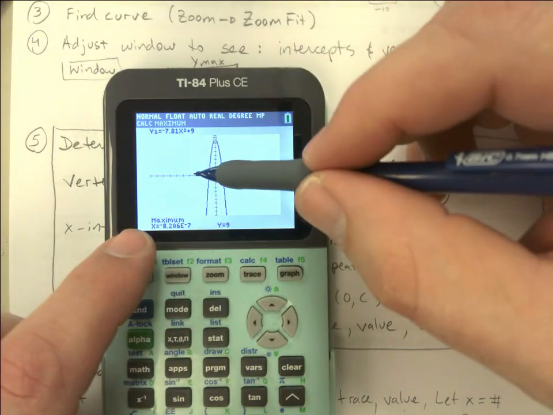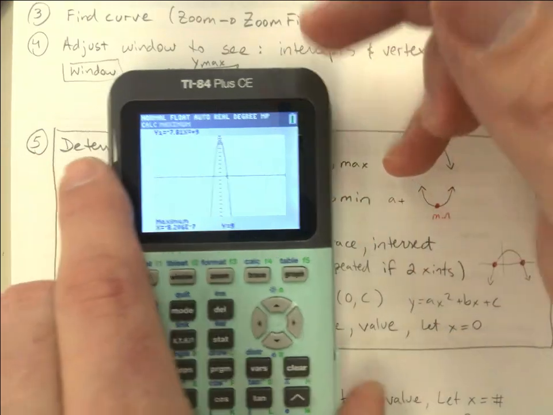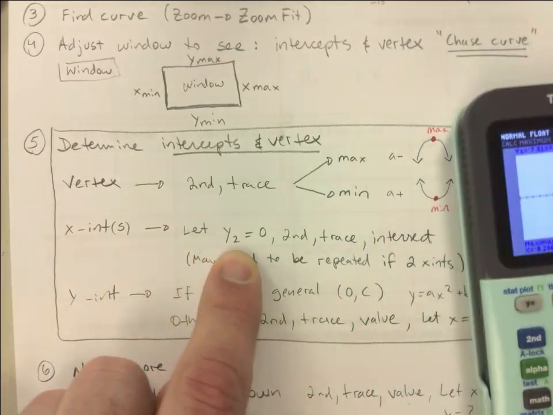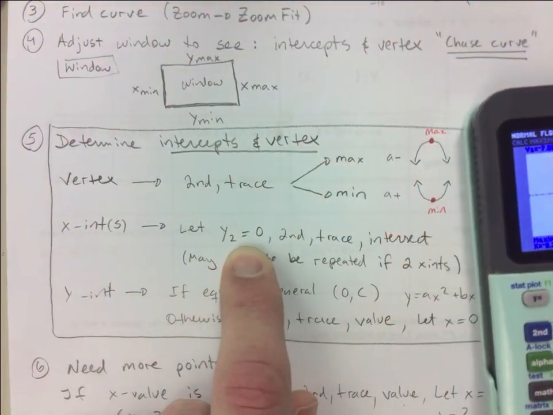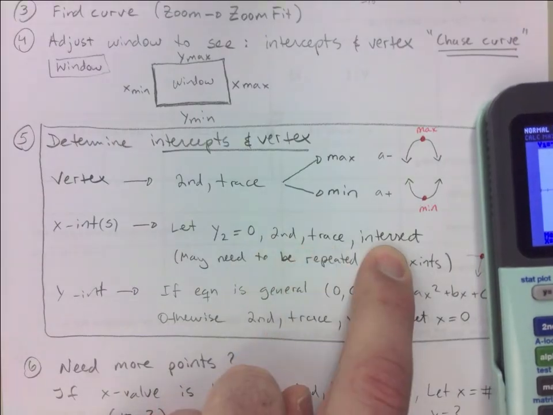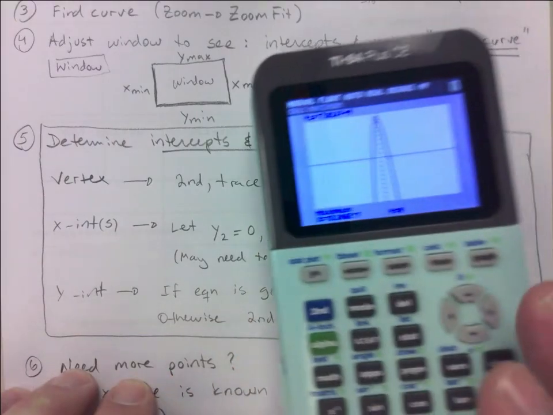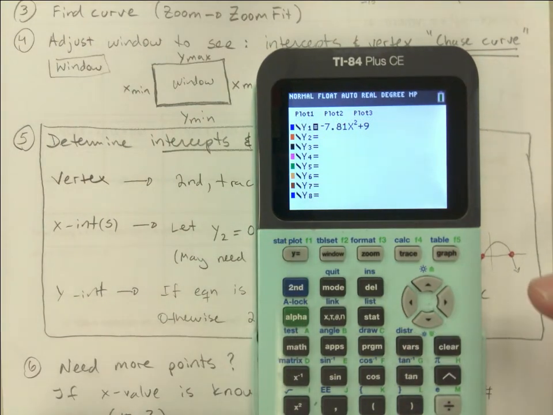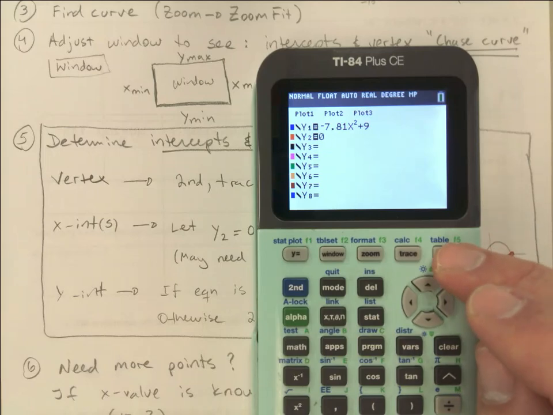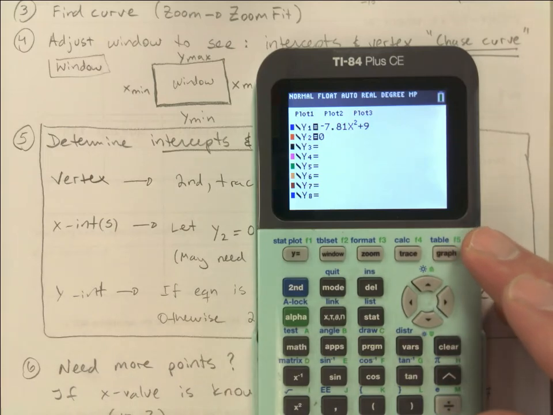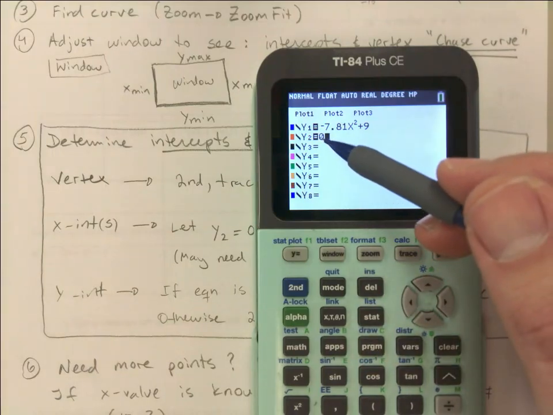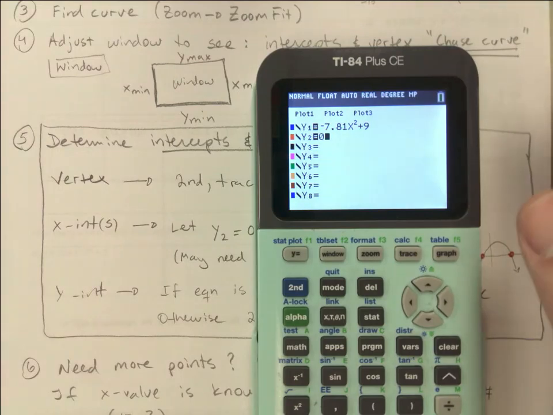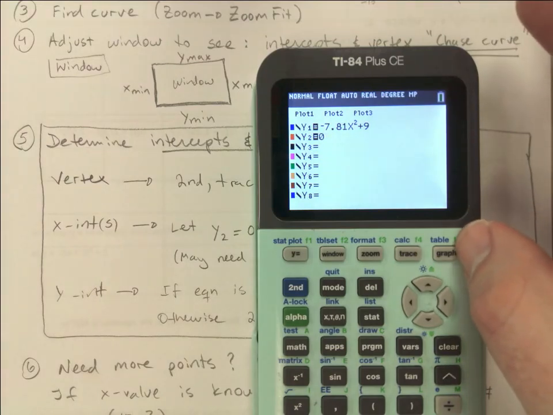Let's find these x-intercepts. How do you find the x-intercept? You let y2 equal to 0, and then we go second trace intersect. So let's do that. Press y equals. Let y2 equal to 0. You press y equals, right? You let y2 equal to 0. The equal signs have to be highlighted or else it's not going to graph it. You're not going to see it. Then hit graph.